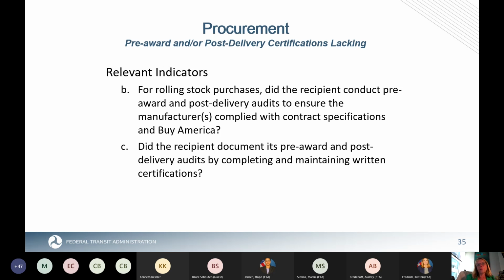Indicator B is for rolling stock purchases. Did you conduct pre-award and post-delivery audits to ensure the manufacturer complied? And indicator C, a different indicator because it's a different requirement: did you document those audit functions were done by completing and maintaining written certifications? So they are two separate requirements.